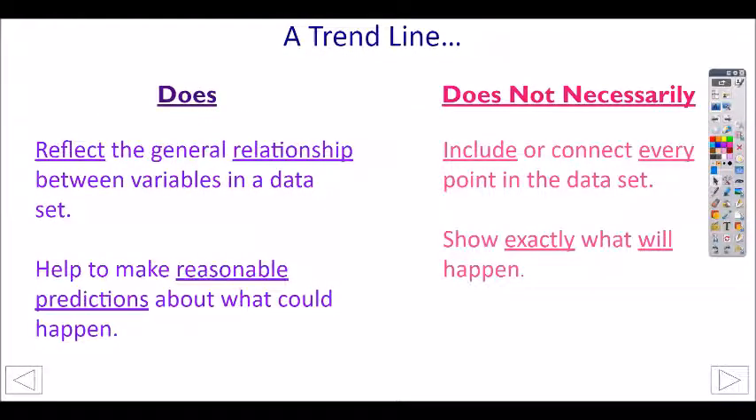A trend line does reflect the general relationship between variables in a data set, and it helps us to make reasonable predictions about what might happen. But it does not necessarily include or connect every point in the data set, and it doesn't show us exactly what will happen, because as we know, in real life, data is not going to be perfect.